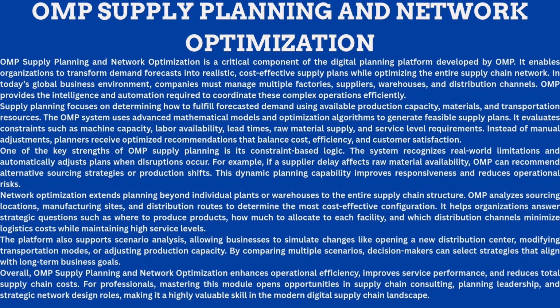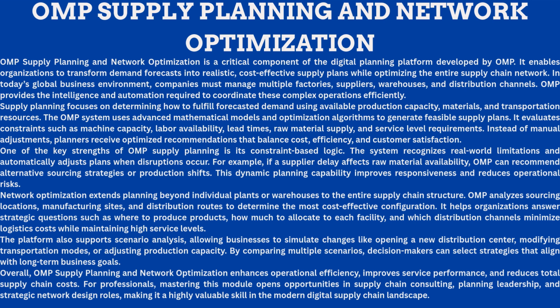Supply planning focuses on determining how to fulfill forecasted demand using available production capacity, materials, and transportation resources. The OMP system uses advanced mathematical models and optimization algorithms to generate feasible supply plans. It evaluates constraints such as machine capacity, labor availability, lead times, raw material supply, and service level requirements. Instead of manual adjustments, planners receive optimized recommendations that balance cost, efficiency, and customer satisfaction.